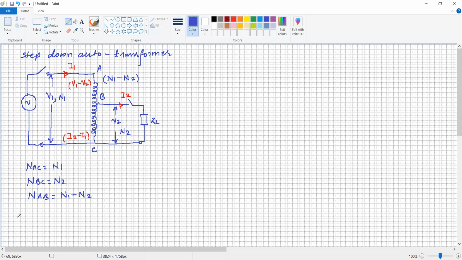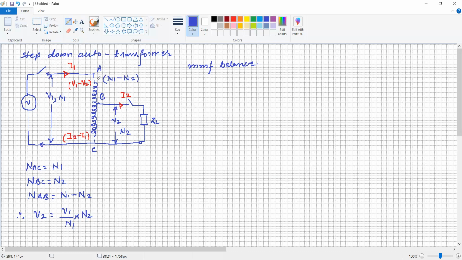So what is the voltage across the load circuit? Therefore, V2 is equal to the voltage per turn for the primary side, V1 upon N1, multiplied by N2. That is the voltage across this one. Now we will examine the voltage balance and the MMF balance in the primary winding and secondary winding.